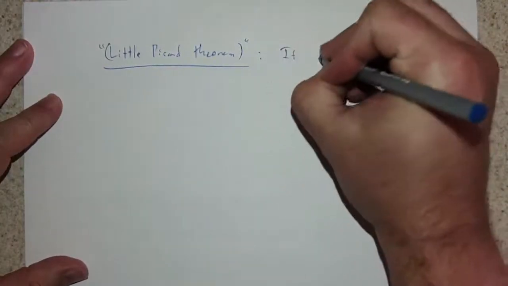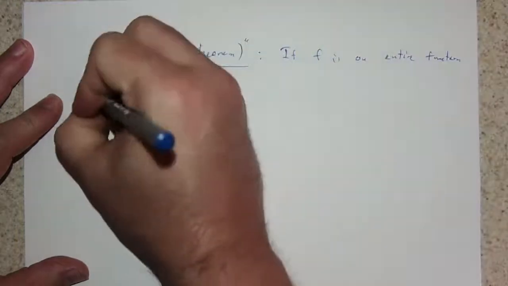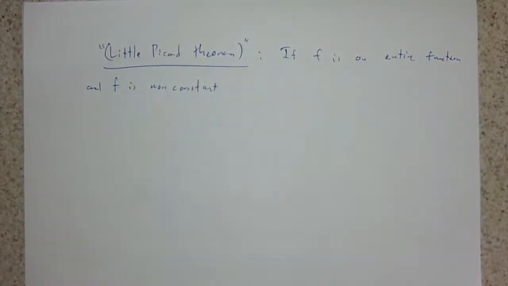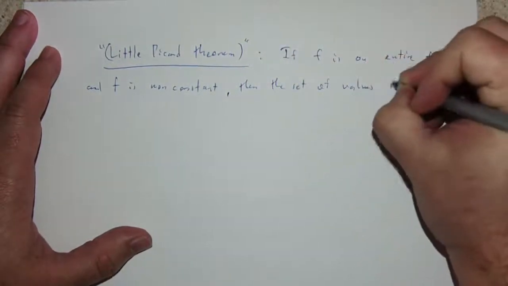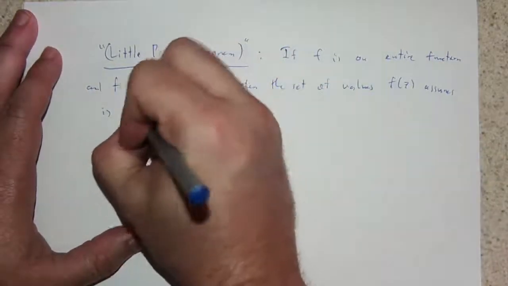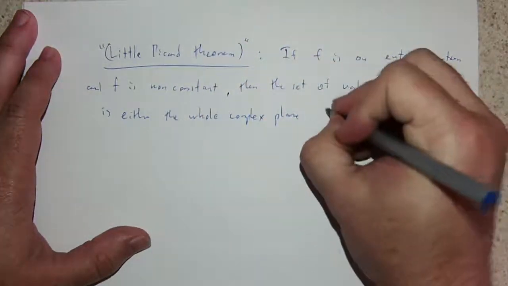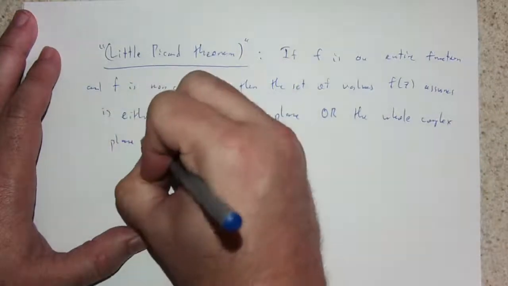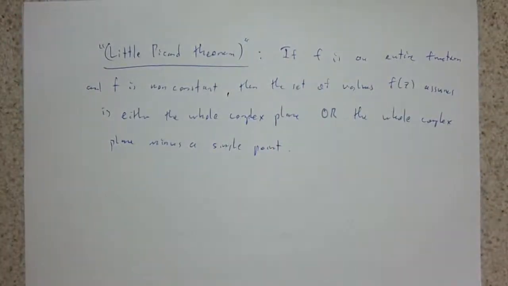So, if f is an entire function and f is non-constant, so it takes more than one value, then the set of values f(z) assumes is either the whole complex plane or the whole complex plane minus a single point.